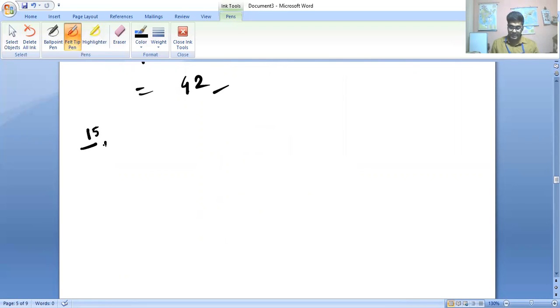So question number 15 says: 1225 plants are to be planted in a garden in such a way that each row contains as many plants as the number of rows. So suppose in one row we have planted 3 saplings. Therefore, 3. Understood? So the number of rows, how many rows? 1 row, 2 row, 3 row. So there are 3 rows. In each row we have to plant 3 saplings. So that is what it says.